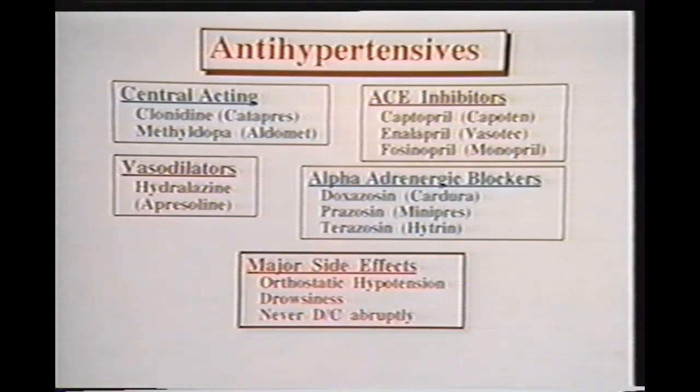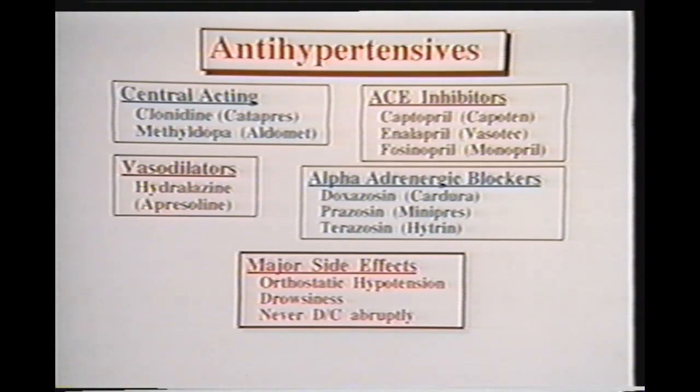Now, if we take a look at some of the different categories of drugs, of the antihypertensives, the central acting ones are sometimes called alpha agonists. This is your Catapres and Aldomet. And these essentially depress the activity of the sympathetic nervous system.